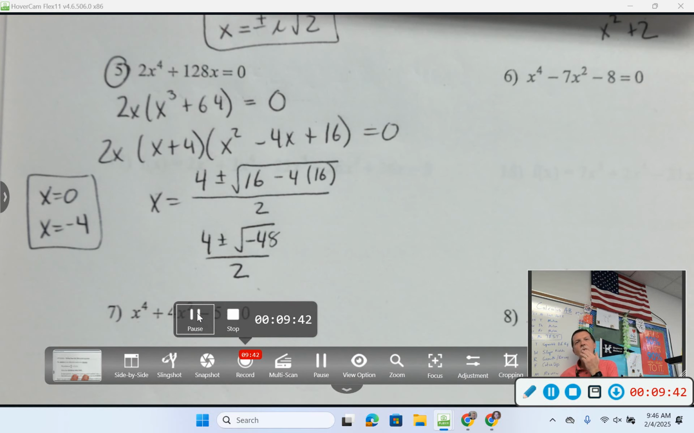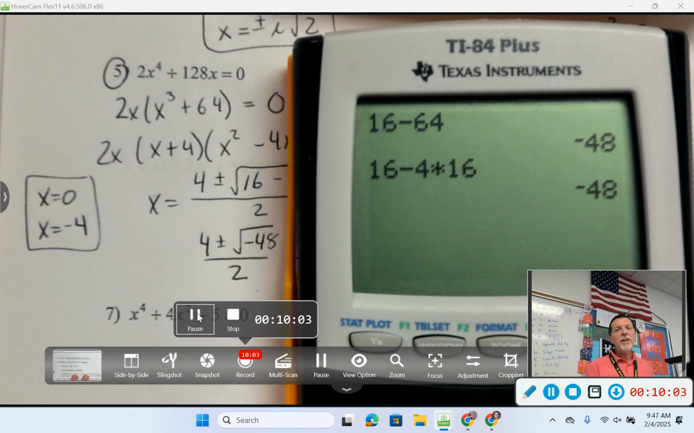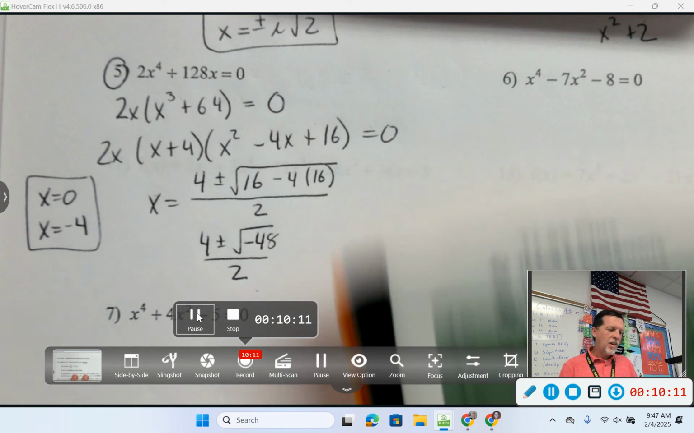Yes, sir? Will the calculator do PEMDAS, or will it go left to right? Does it know how to? It knows how to do, yes, so if you're thinking 16 minus 4 times 16, yes, it'll do PEMDAS. It'll do 4 times 16. So you put all of that? You could put all of that. I mean, it's good that you're asking the question, and you should have a mental check on what you think your answer should be. But yes, your calculator will do PEMDAS, which is why.